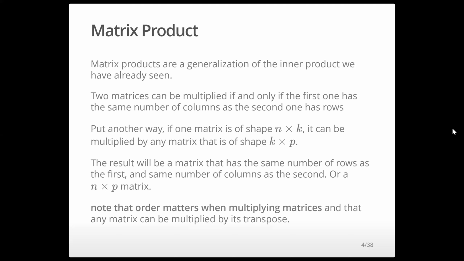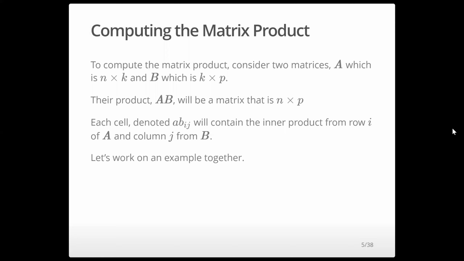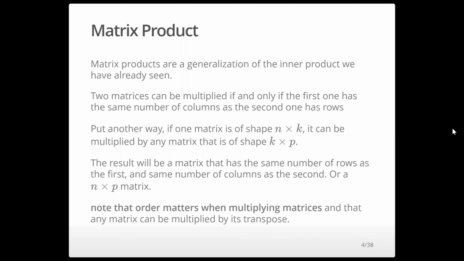The result of this multiplication will be a matrix that has the same number of rows as the first and the same number of columns as the second, or in this case, an n by p matrix. Note that order matters when multiplying matrices, and that any matrix can be multiplied by its own transpose. This is also why we transpose vectors when we take the inner product: we want the first one to be 1 by k and the second one to be k by 1. That way we get left with a 1 by 1.